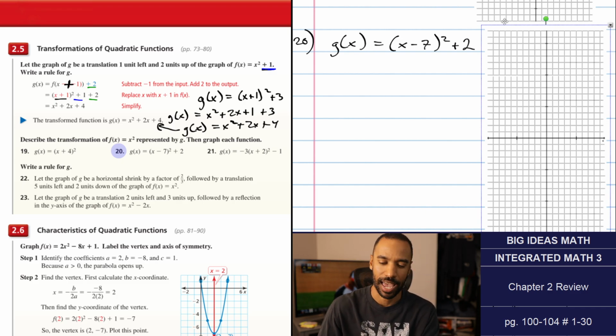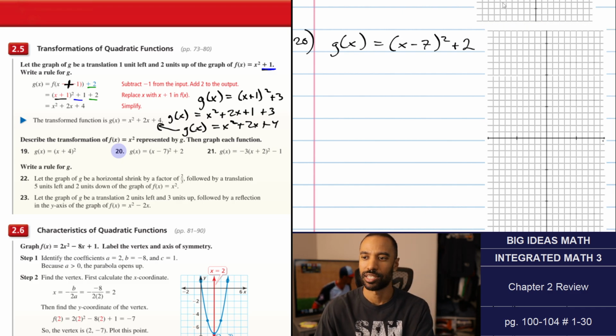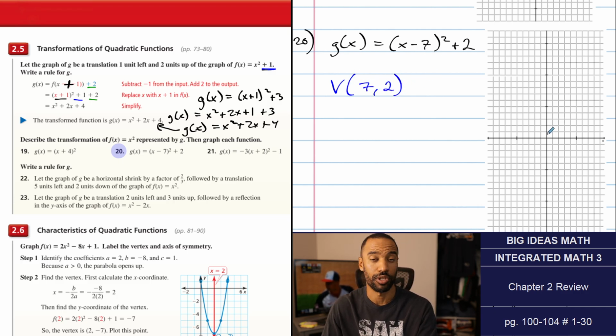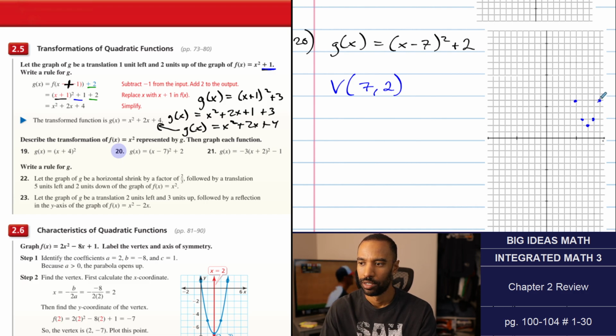Because when I say that the vertex of this thing is at (7, 2), I'm also saying take your points, translate them 7 units right and 2 units up. So (7, 2) is the translation of not just my vertex, but all my points. That's why I do everything in relation to the vertex. The vertical stretch factor is 1, so we keep the status quo. 1, 1, 2, 4, 3, 9, and 4, 16. Now, 16 up from 2 is 18.